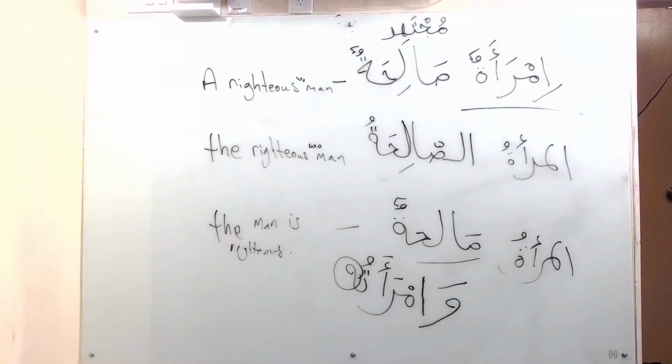Also where? ضرب الله مثلا للذين كفروا, Allah strikes a parable for those who disbelieve. What is the parable? امرأة نوح, the wife of Nuh, وامرأة لوط, and the wife of Lut.